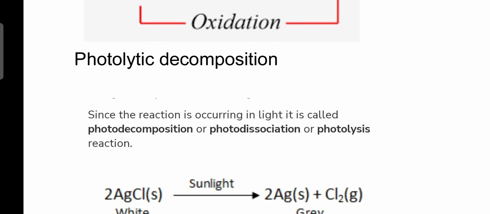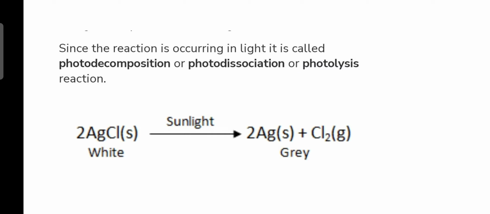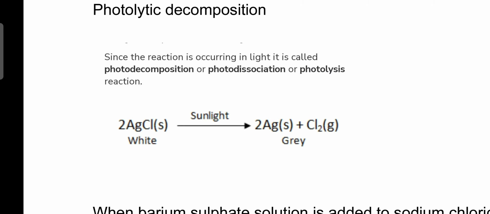Now the third type of decomposition is photolytic decomposition or photolysis. In this you can study two chemical reactions. Silver chloride in presence of sunlight gives silver and chlorine, and silver bromide if you take, it is also going to undergo photolysis and it will form silver and bromine in the same way.